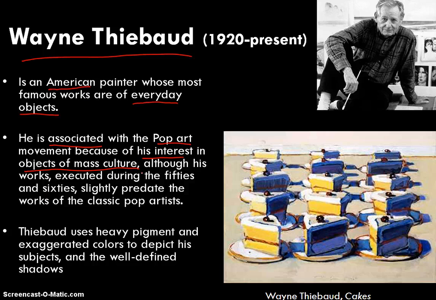Okay? You can typically tell one of his paintings because it's of everyday objects, repeated, creating a pattern, but also he uses his paint pretty thick. So very heavy pigment and exaggerated colors to depict his subjects. Also, he uses a lot of dramatic contrast, which creates very well-defined shadows. Okay, I'm not going to ask you to write that. I just wanted you to see those kinds of things.